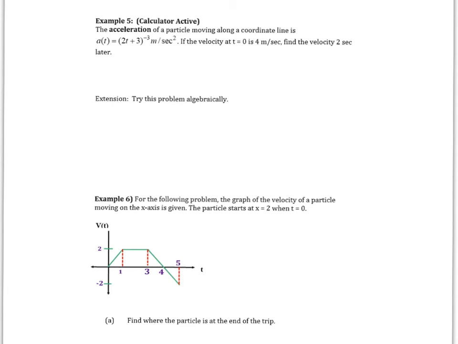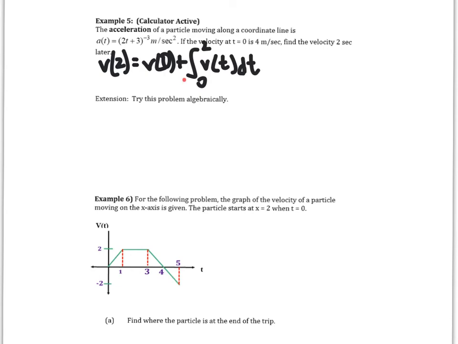Try this problem algebraically. So I'm going to use a calculator first. I'm going to do the integral of v of t dt from 0 to 2. Because I want to find the velocity 2 seconds later, this will find me the displacement of velocity, or the change in the velocity, but I'm going to add that to the initial velocity. So I'm going to add that to v of 0. And that'll find me the velocity at time 2.